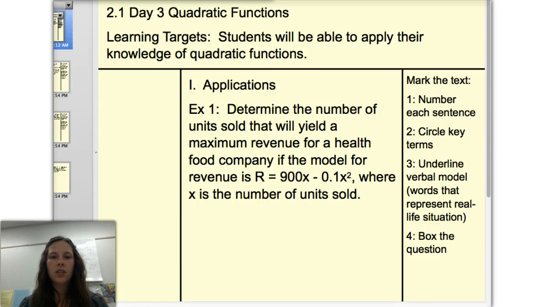In this video lesson, we're going to take a look at applications of quadratic functions. So this is when we have word problems and we need to, first of all, determine what the question is asking and then figure out the best way to answer that question.